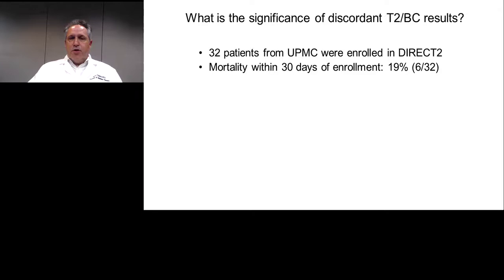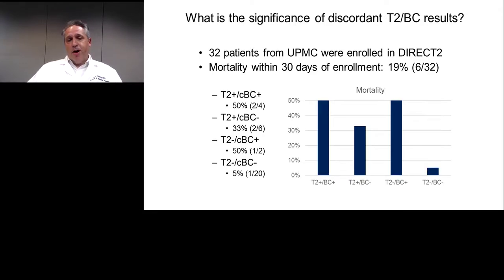So I'll show you some of our data then locally at the University of Pittsburgh getting at this question as well. So we enrolled 32 patients from UPMC, the University of Pittsburgh Medical Center, in the DIRECT-2 trial. And in fact, mortality at 30 days among these patients was 19%. So 6 out of the 32 patients died. If we break down then the mortality outcomes among our patients at 30 days by T2 Candida and blood culture results, this is what we get.